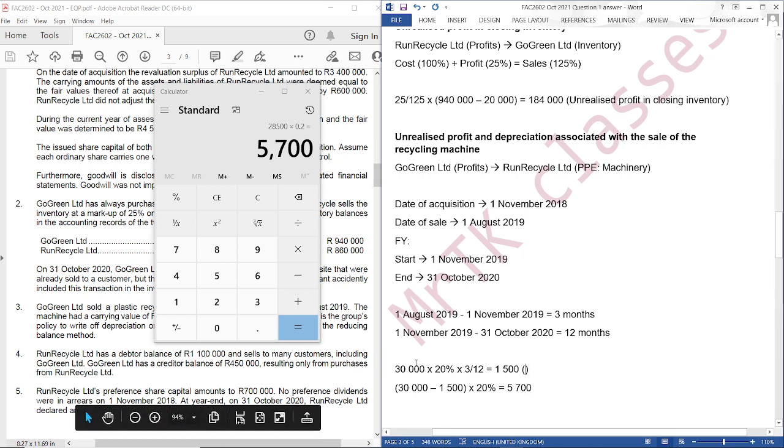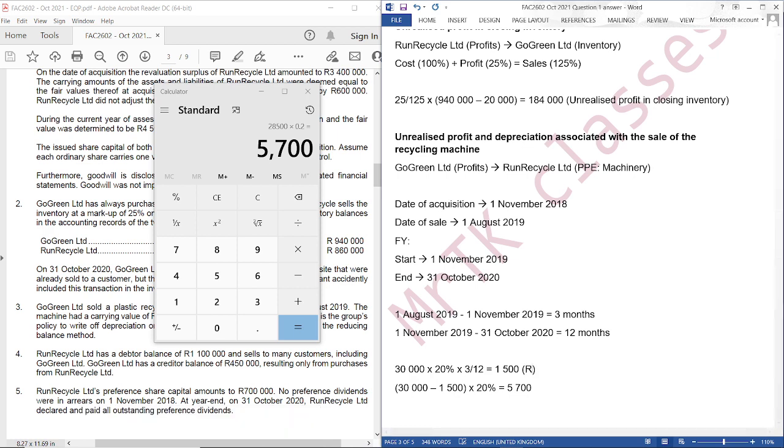So these 3 months are in the previous financial year, which means that this 1,500 affected our retained earnings, because we know that all profits from the previous financial year are in the retained earnings account, right? Then this one affected profit for the year, because this is our current financial year, right?